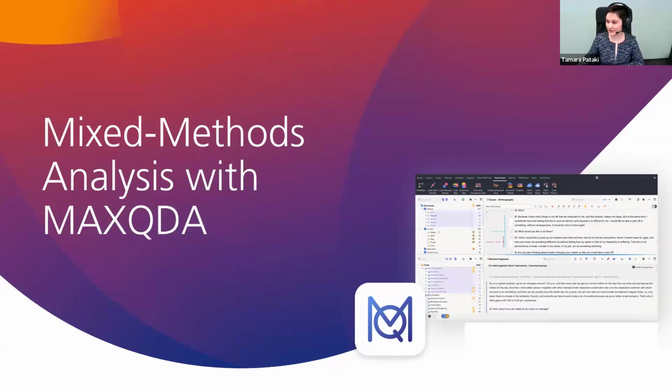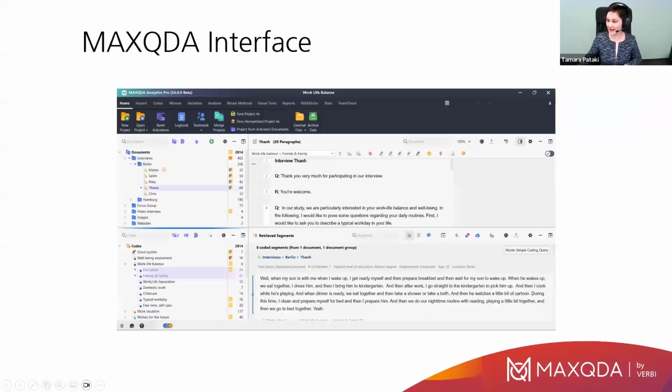So first of all, what you can do is, let me just show you. I would like to show you how a MAXQDA interface looks like.